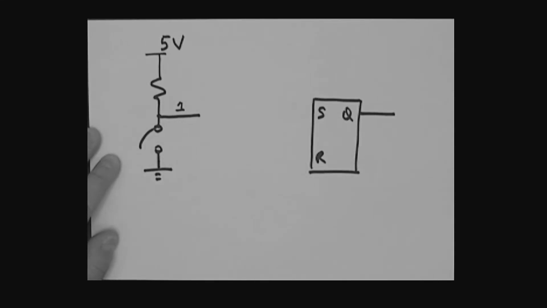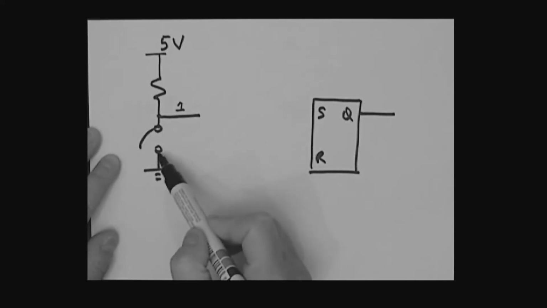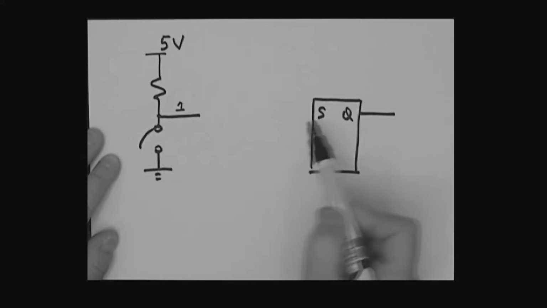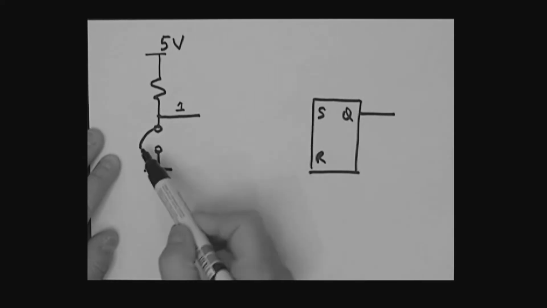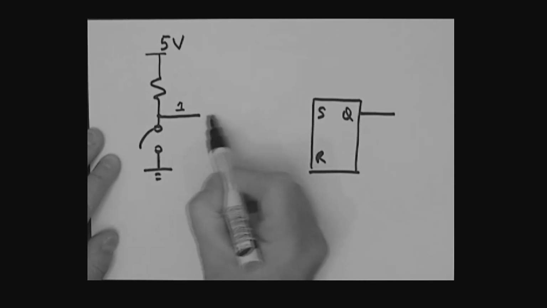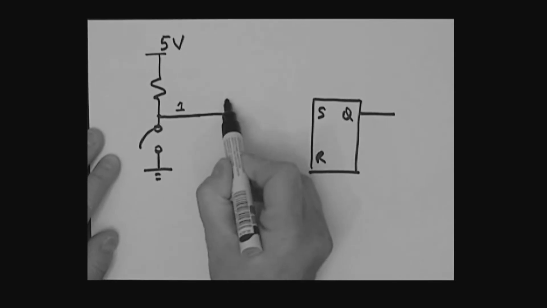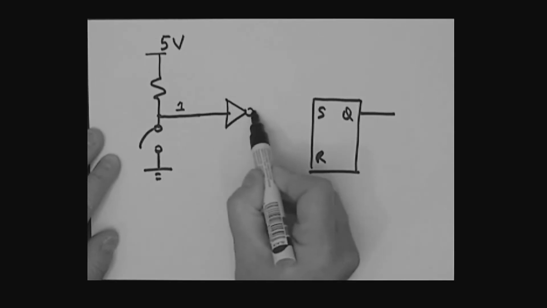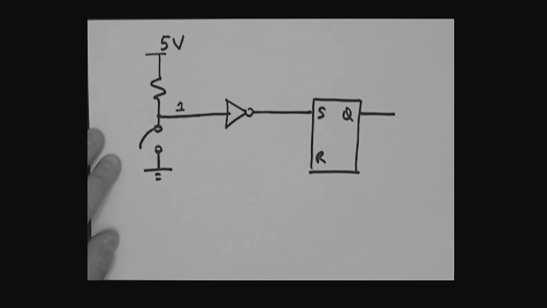Now maybe, and we've got lots of options, but maybe we want a situation whereby when you press this switch, you want the logic level 1, you want to set your SR latch, and then when you take your finger off the button, you want this to go to a 0. If that is what you want, maybe that's a simple fix. You could simply put an inverter here before going into the SR latch.